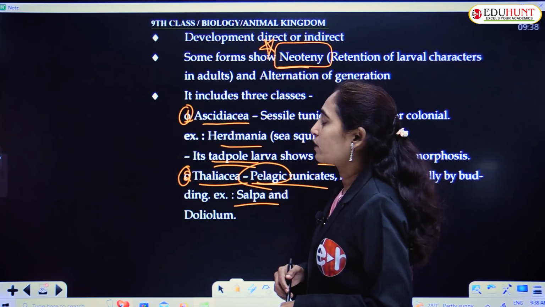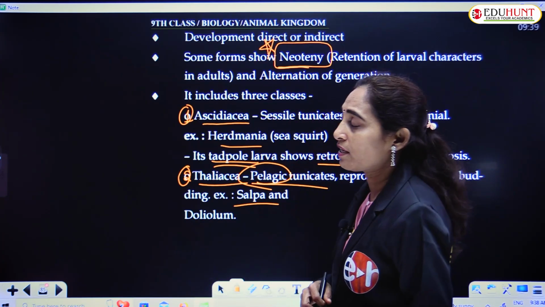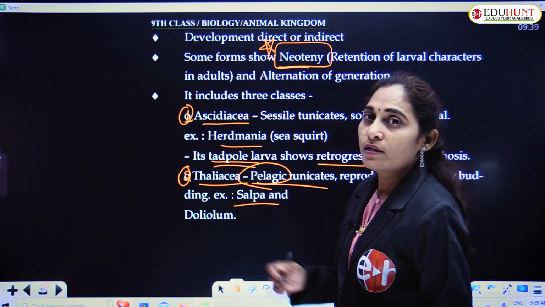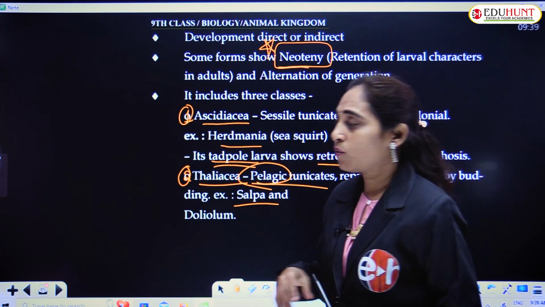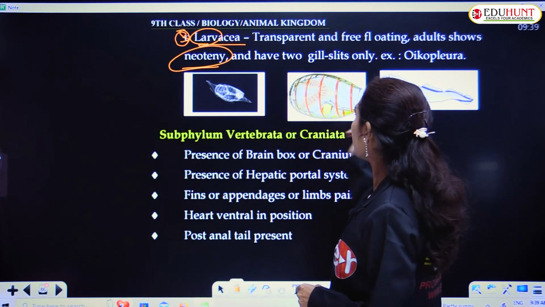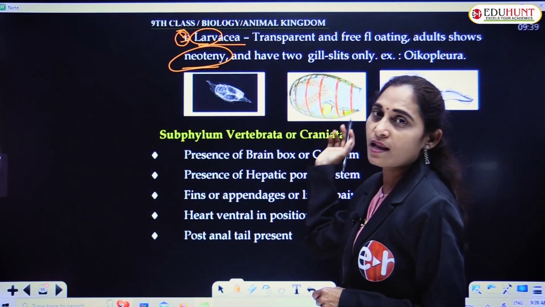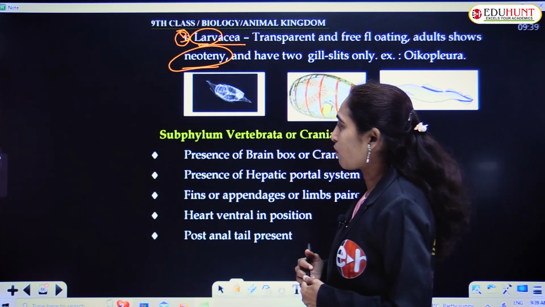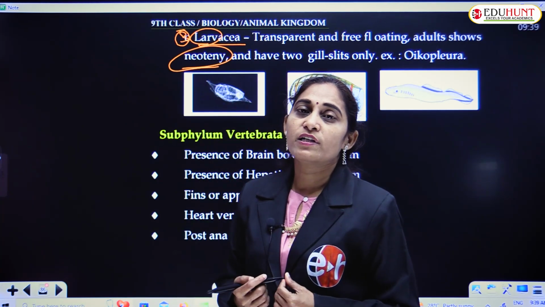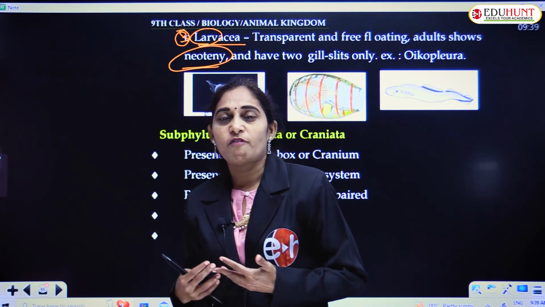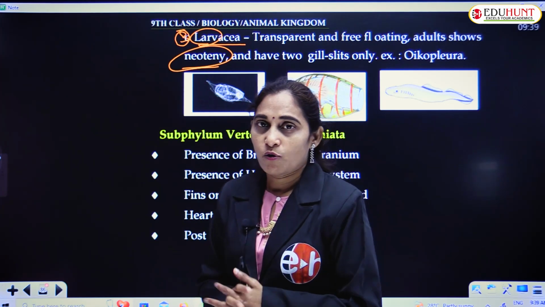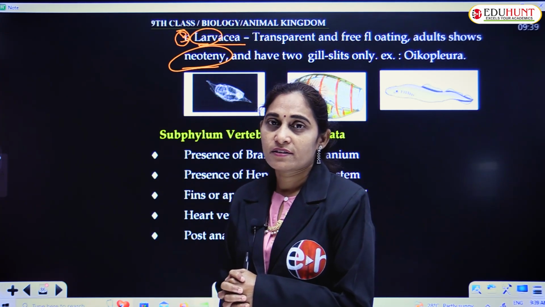And again, this Urochordata is divided into Ascidiacea, Thaliacea and Larvaceae. And each class has its own differentiating features. These are the animals of the various classes of the subphylum Urochordata. In the next session, we will deal with the remaining subphylum and also the classification of that. I hope you have enjoyed this session. Thank you.